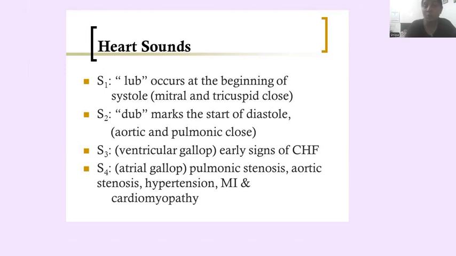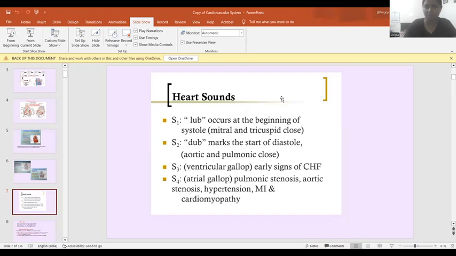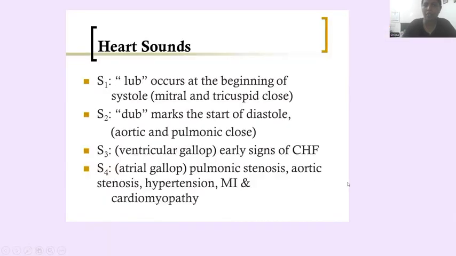You can rule out S4 in pulmonic stenosis, or in those with aortic stenosis, severe hypertension, MI, or a chance of cardiomyopathy. So in cases like these you can find S4. Not always. S3 is related to congestive heart failure, and S4 can be found with cardiomyopathy and certain cardiac cases. So these are the major things.